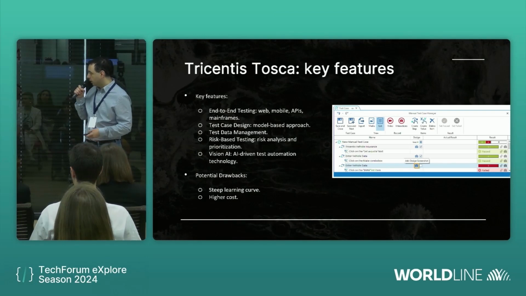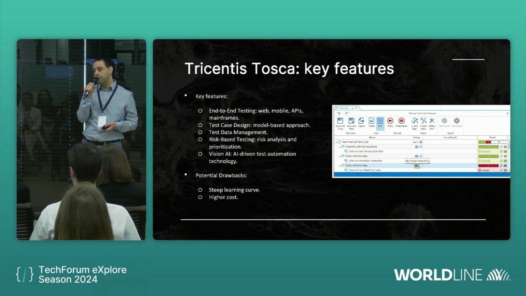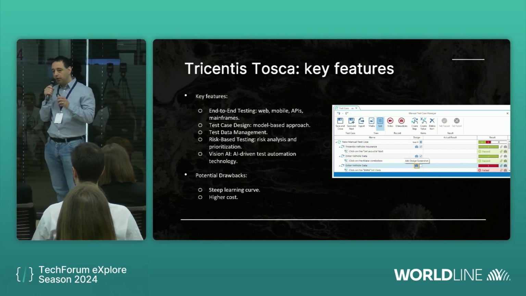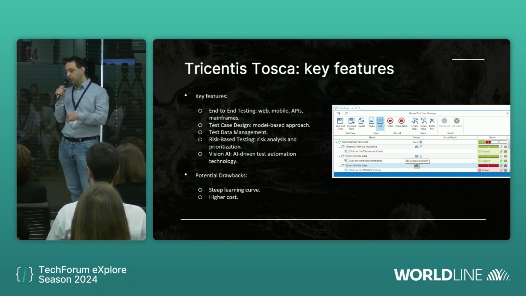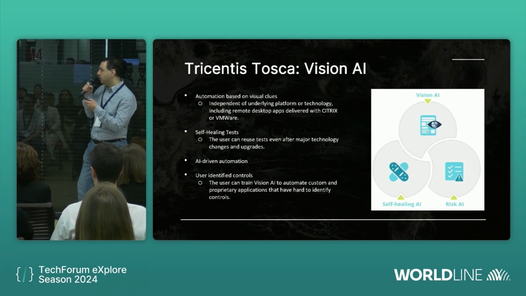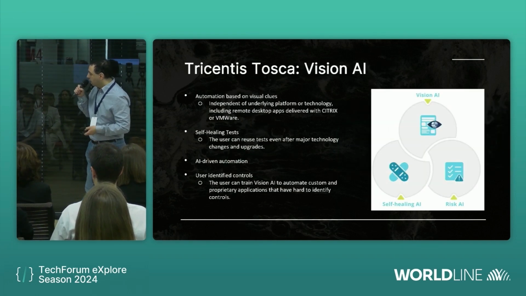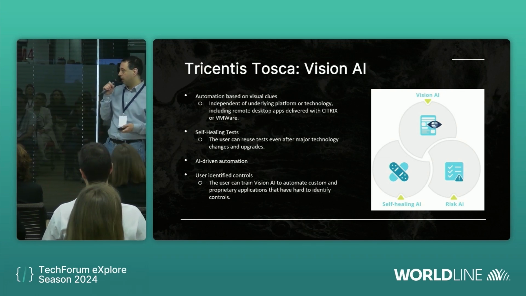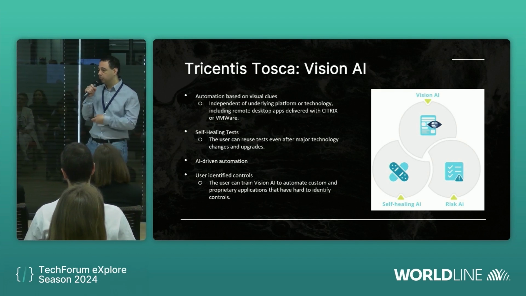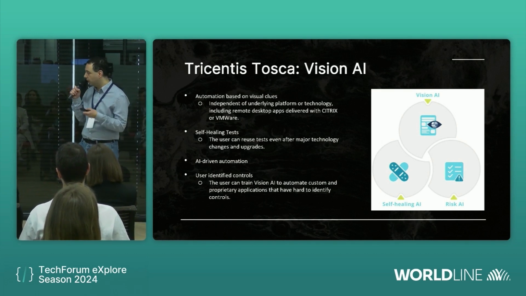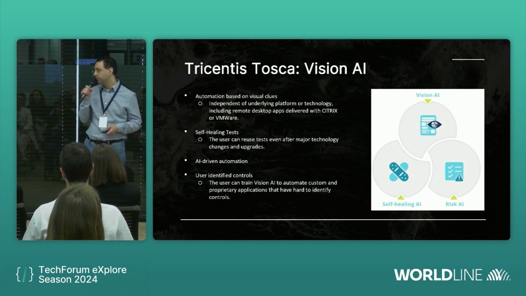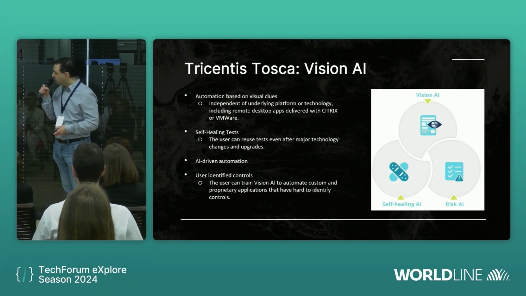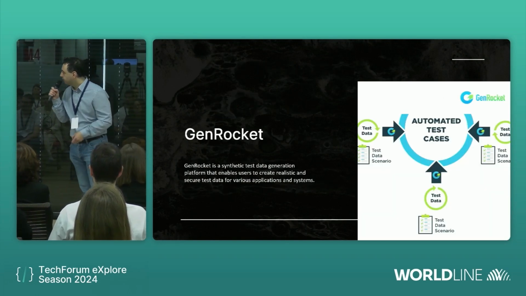Again, it has all the basic features. It also has a steep learning curve, so it's a bit harder to get into. You have to put more time into it. The thing is, it's based on what they call Vision AI, which is basically something that allows you to automate anything, not only websites, but whatever you can see on your screen, right? So it eliminates the need for selectors. It's rather promising, but as I said, it's something I haven't gotten into very deeply, right?